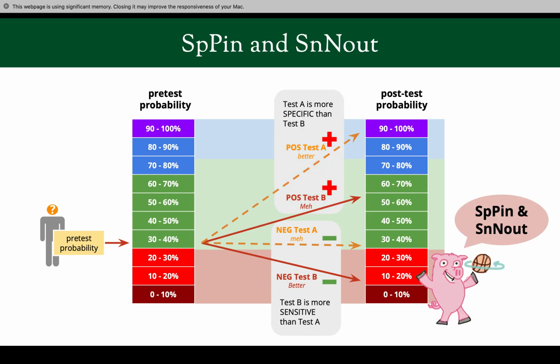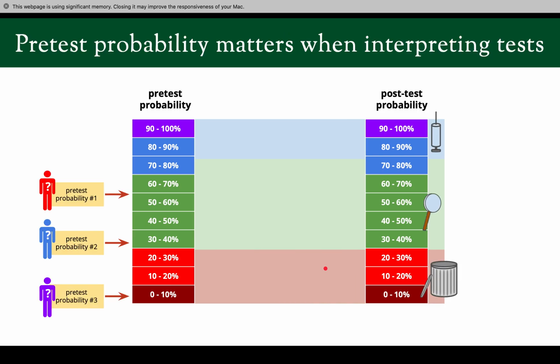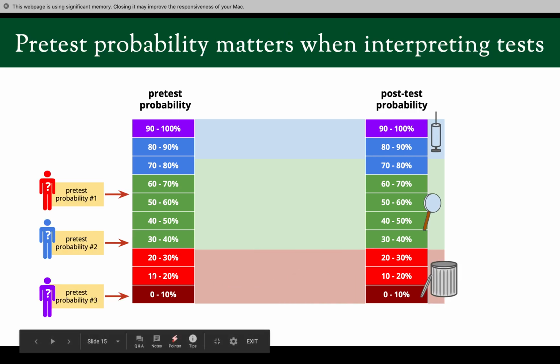And if we think back to our SpPin and SnNout, right? Specificity positive helps you rule in a disease. So when you have a positive test, a high specificity is going to help you rule in a disease because it's going to help you raise that probability more. And the opposite for this, sensitivity, negative, rule out. So when you have a negative test, a high sensitivity is going to lower the probability more and help you rule out a disease.